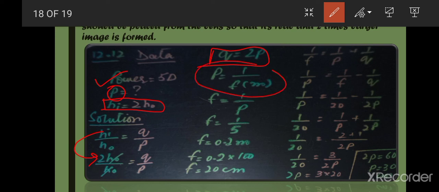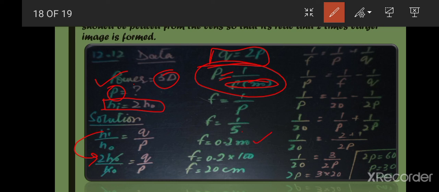Now this is the relationship between power of a lens and focal length of the lens. If the focal length is given in meters, then the power of the lens will be 1 by f, 1 by focal length in meters. As power is in diopters, the focal length here has to be in meters. So by rearranging this equation, f will be equal to 1 by P. Putting the value of P, which is 5, you will have 1 by 5 equals 0.2 meters.